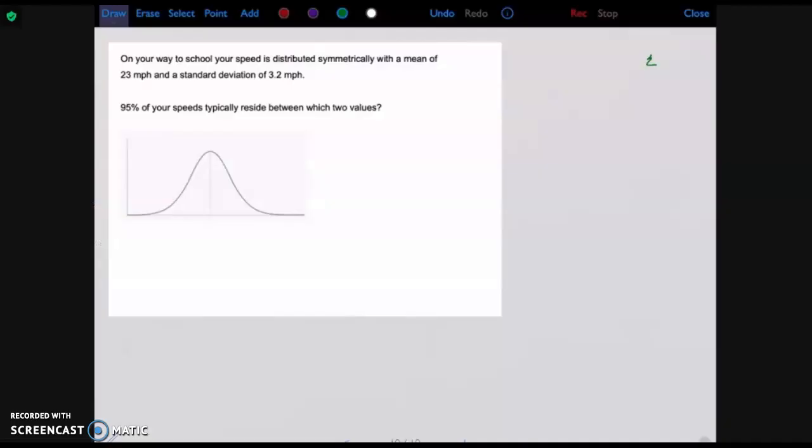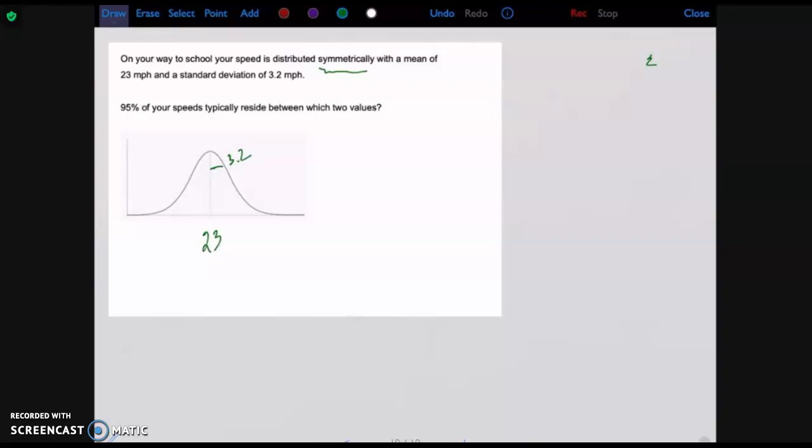So let's do an example. On your way to school, your speed is distributed symmetrically, so roughly normal, with a mean of 23. So we're going to write that in the middle, 23. The mean will always go in the middle, and a standard deviation of 3.2. That's just a rough sketch. 95% of your speeds typically reside between what 2 values?